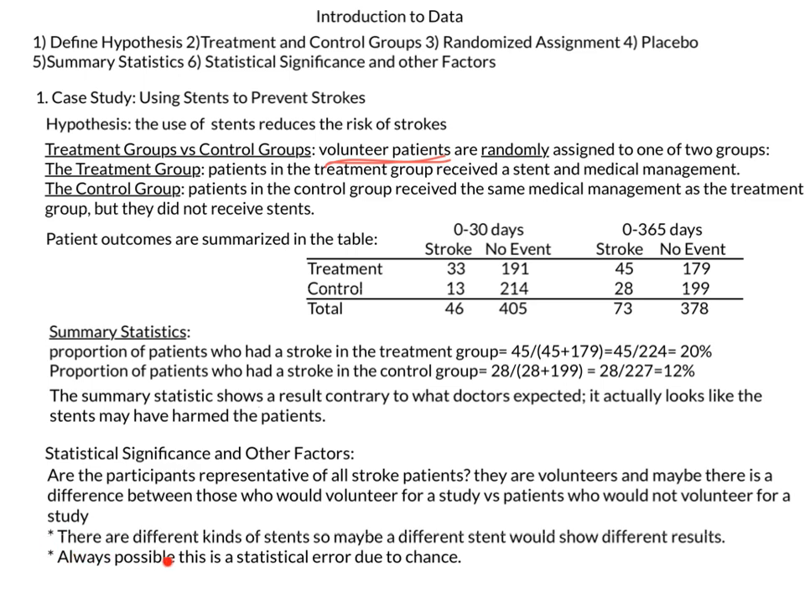And then it's always possible that there's statistical error due to chance. As we had discussed before, when you're randomly assigning people, you might just have randomly assigned all the people who were not going to have strokes anyway into the control group, just by dumb luck.